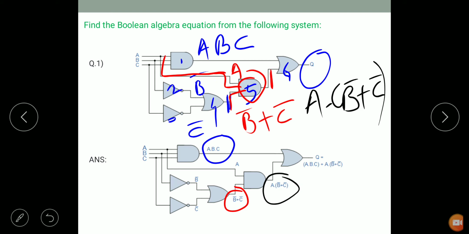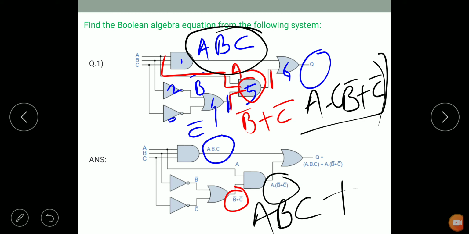So the final equation is nothing but the OR. So the plus sign is there. So the first term is this, that is A, B, C, and the remaining second term is this at that point. Okay, so this is nothing but A plus this equation. So we get A dot B dot C plus A dot B bar plus C bar. Okay, this is very easy.